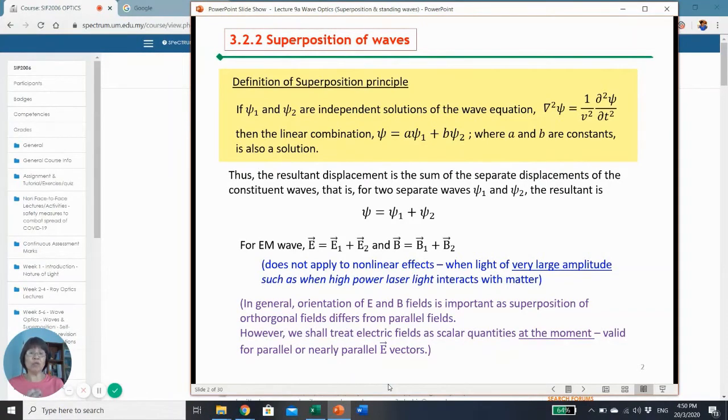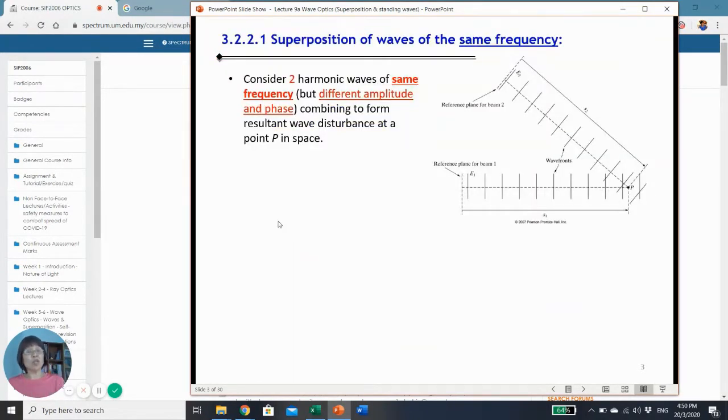In general, you'll find that the orientation of the E and B fields is important because the superposition of orthogonal fields will be different from that of parallel fields. At the moment, we shall treat the electric field as a scalar quantity, which is valid if our electric vectors are almost parallel. Let's look into superposition of waves of the same frequency.